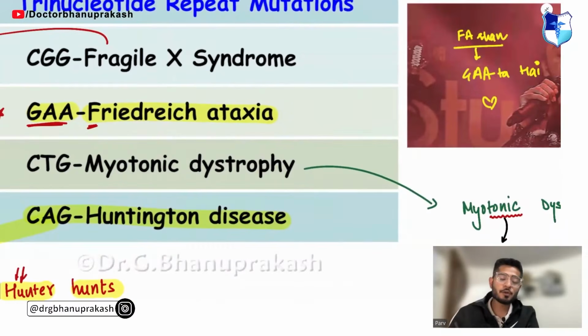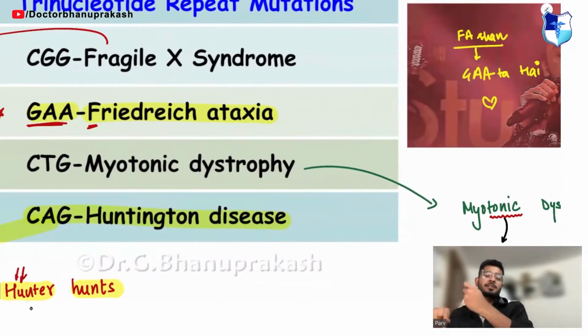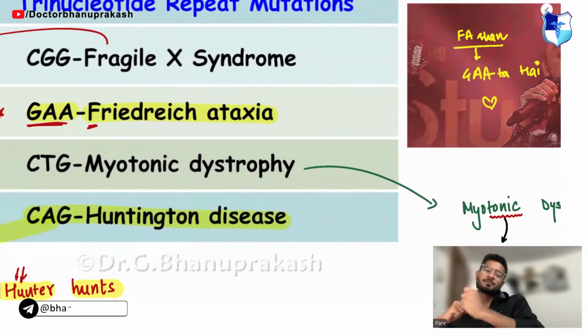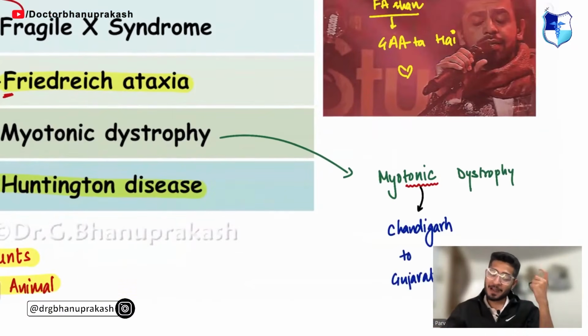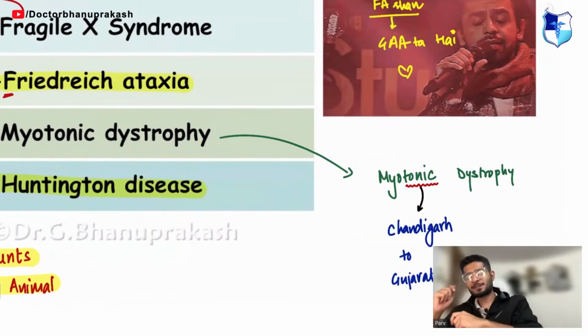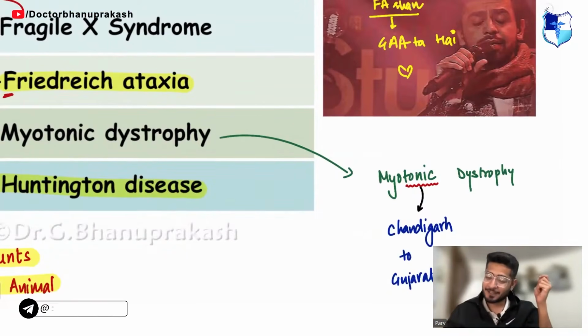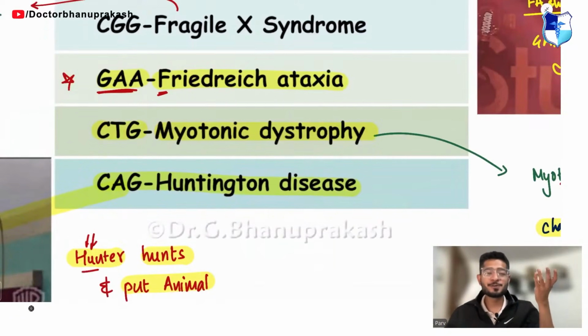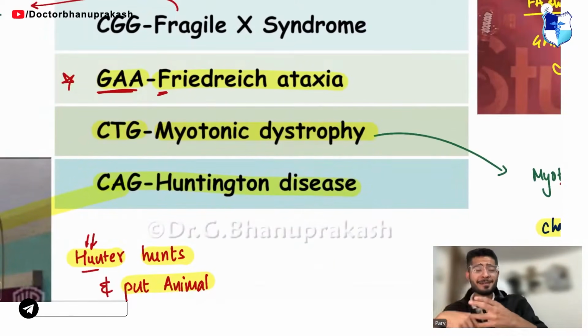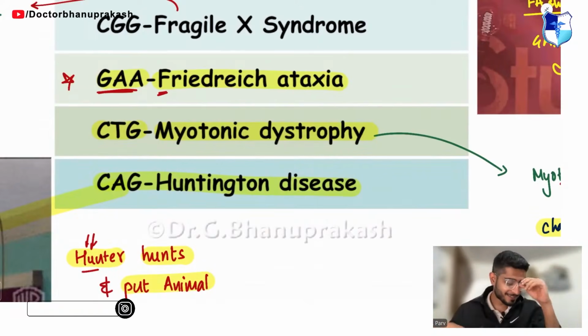Myotonic dystrophy. See, muscles are actually important when you are supposed to travel to Gujarat to play dandiya. So myotonic, the tone of muscle is important when you want to travel to Gujarat. So Chandigarh to Gujarat is the mnemonic CTG for myotonic dystrophy. You go to Gujarat and Ramtiya re mari Ramtiya re.